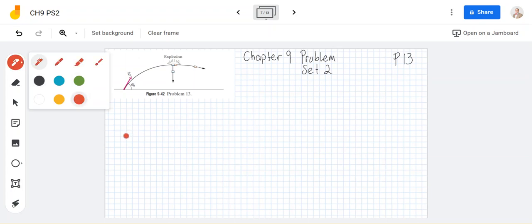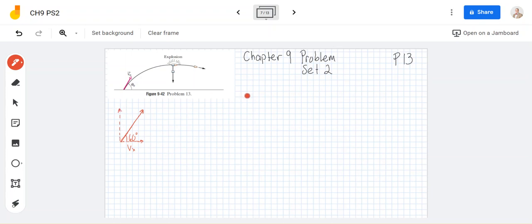So our initial velocity is 20 meters per second, and the angle is 60 degrees. Okay, so a standard projectile problem to start. So let's break it up into its horizontal and vertical pieces. So this is the V in the X direction. This is the V in the Y direction. This is 20 meters per second.